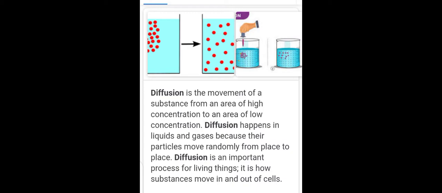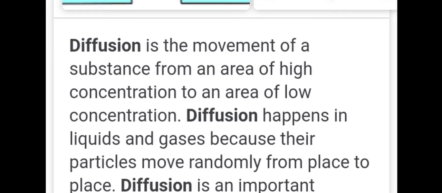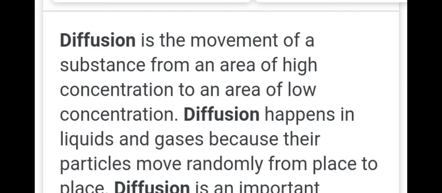Now, diffusion. Diffusion is the movement of molecules from higher concentration to lower concentration. Diffusion is the movement of substance from an area of high concentration to an area of low concentration. An example: we can smell roses in a garden because of diffusion. There is more smell near the flowers, but the whole garden smells because of the movement from higher concentration to lower concentration.